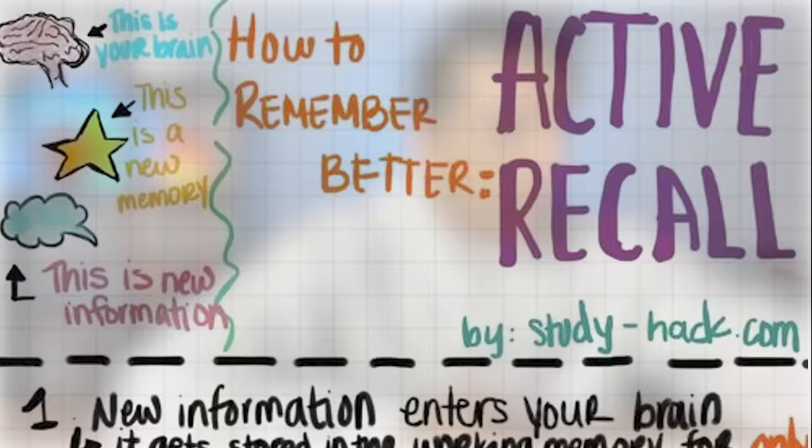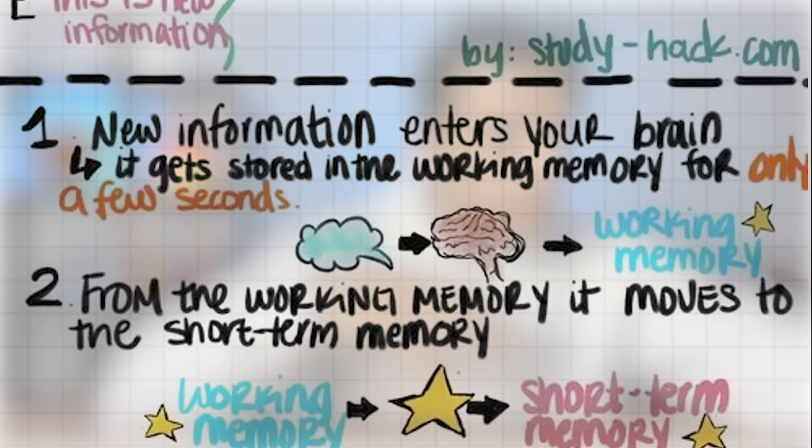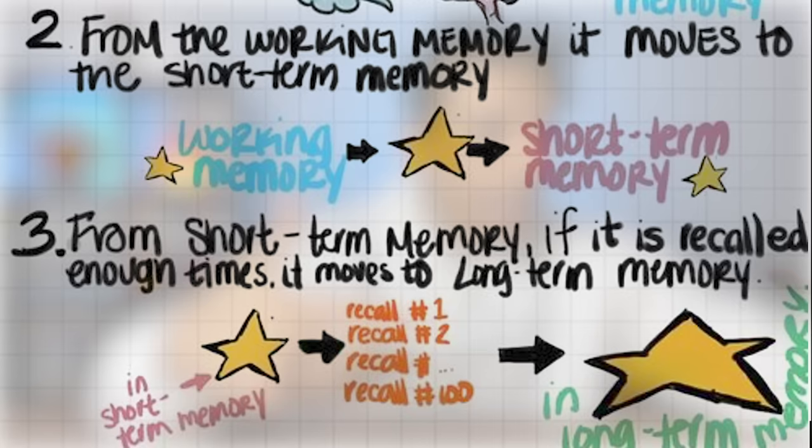And here's a really cool illustration that I found on Pinterest that explains active recall really well. First, new information enters your brain. It gets stored in the working memory for only a few seconds. From the working memory, it moves to the short-term memory. If this information isn't recalled, it will be lost forever. But from the short-term memory, if it's recalled enough times, which could be, depending on the person, even up to 100 times, it will move to the long-term memory, and you'll be able to remember it for a long time and do well on your exams.